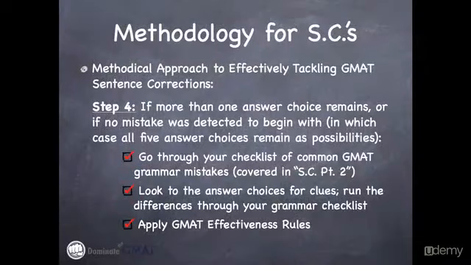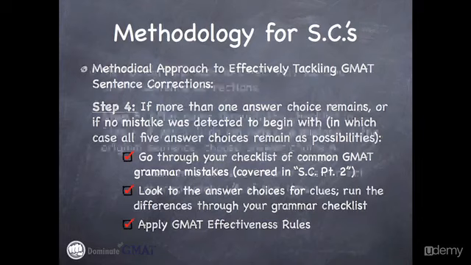But let me go back to step number 4. So if more than one answer remains, or if we're choosing really between all 5, how do we choose between them? 1, you go through that checklist of common grammar mistakes. 2, we look to the answer choices for clues and again apply it back to that checklist. But the third thing we can do is apply what I call GMAT effectiveness rules. Remember, sentence corrections test 2 things. Not only correct English expression, i.e. is it correct grammatically, but it also tests effective use of the English language. So with that, let me turn our attention to effectiveness rules.